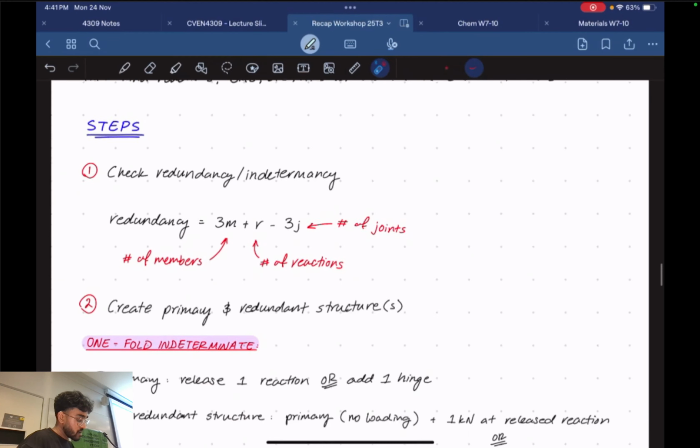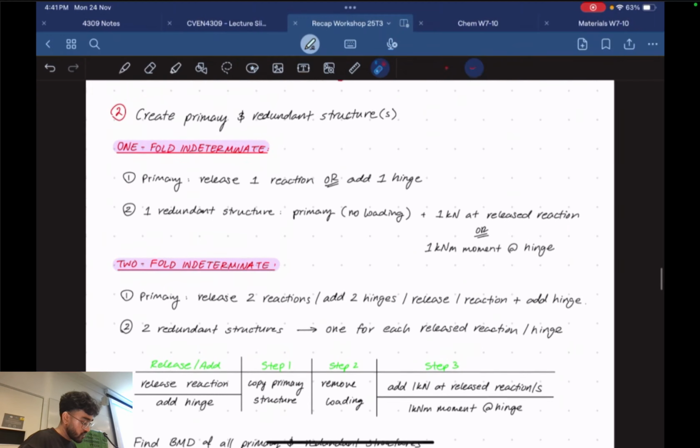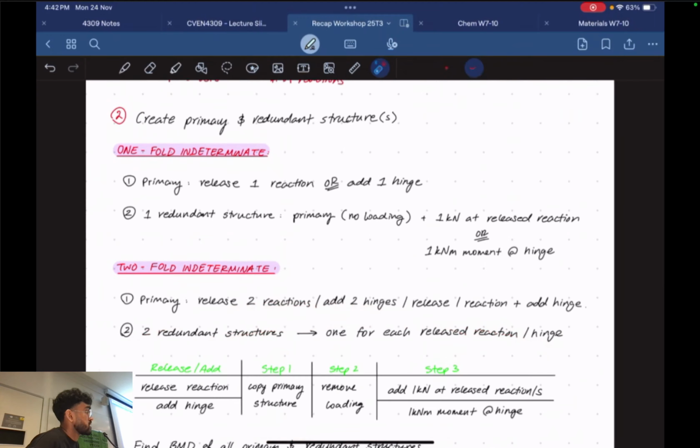So, you can either be a 1-fold indeterminate or 2-fold indeterminate. What I've also done, I've pretty much copied this from my tutor, Sharon, but these are your steps to help you draw your primary structure and your redundant structures for a 2-fold indeterminate. So again, you're going to have to release one of the reactions, or you can also add a hinge. Right? Adding a hinge kind of fixes up your indeterminacy, makes it determinate.